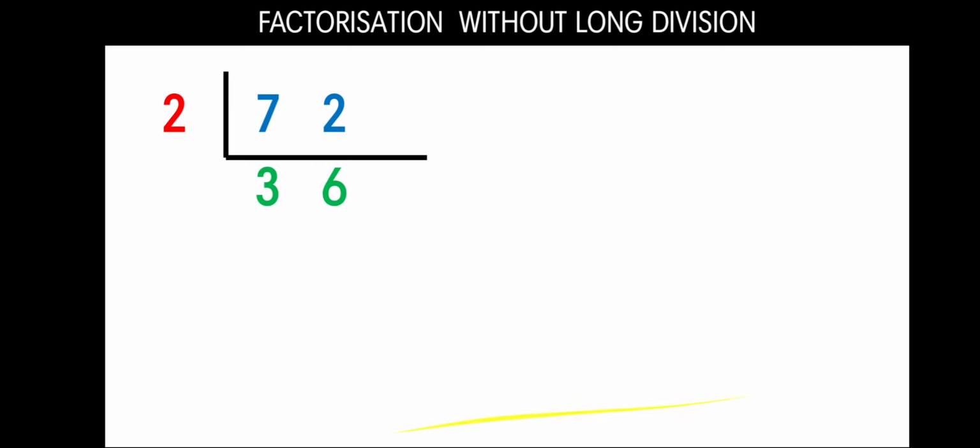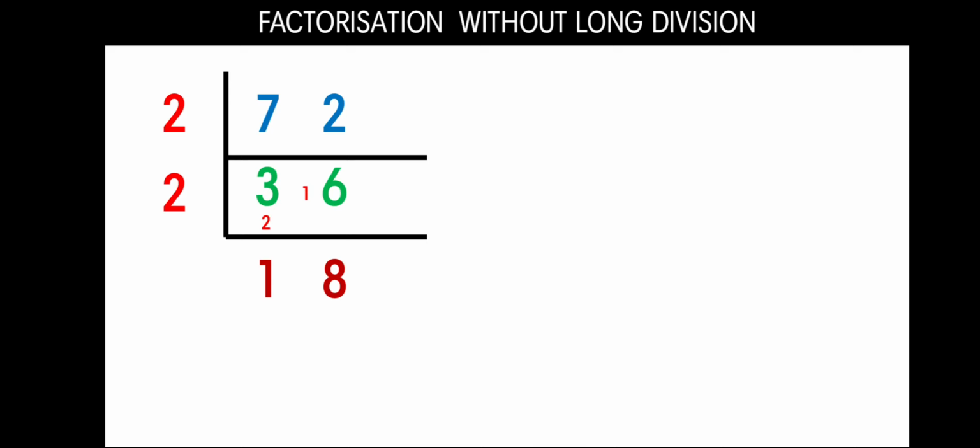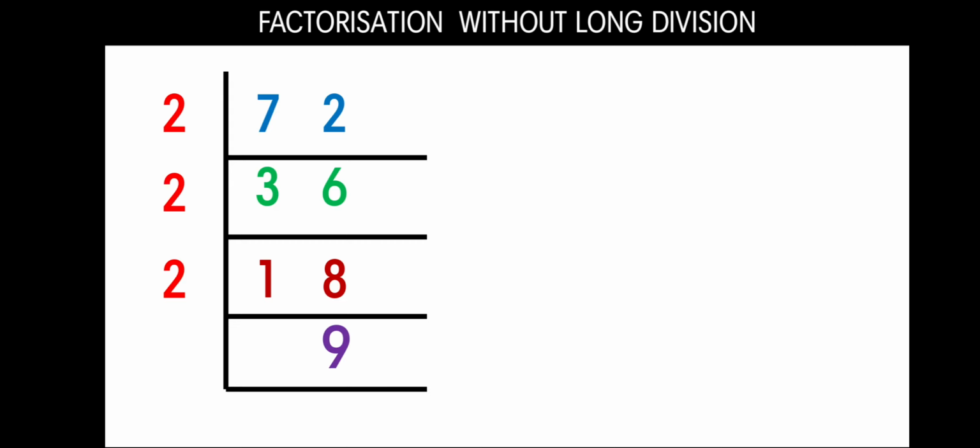Same thing for 36, let's start with 2. Now we have 3. So 2 1s are 2. 3 minus 2, the remainder is 1. So 1 we take to the next number. That becomes now 16. Now 2 8s are 16. Now this is an easier one, it's a direct multiple of 2. So 2 9s are 18. 3 3s are 9. So this is the way we can factorize without doing any long division method.